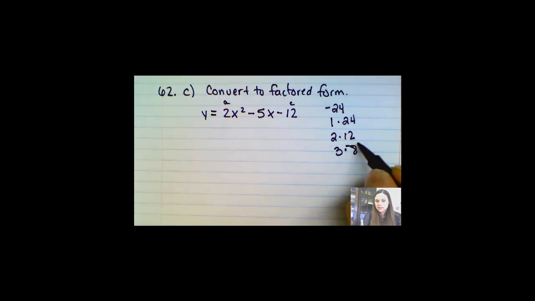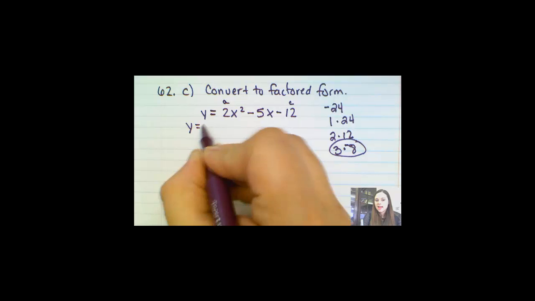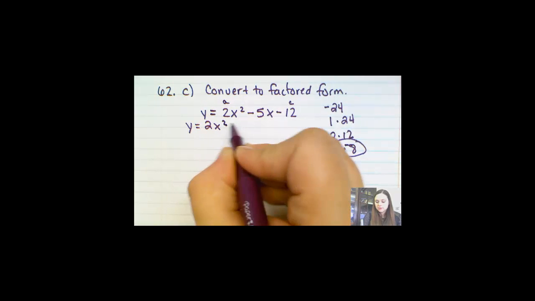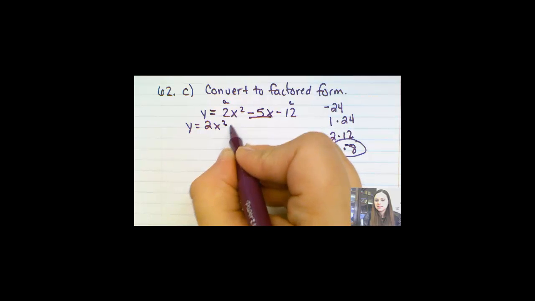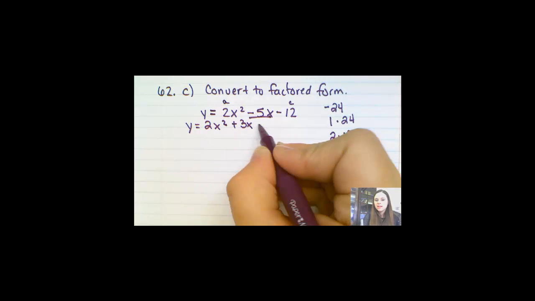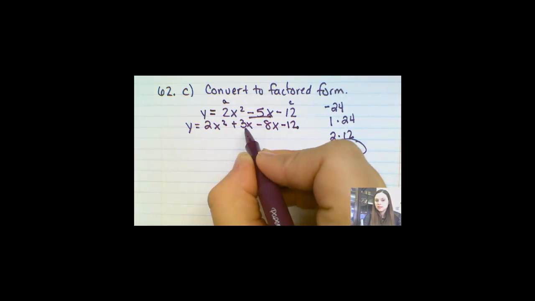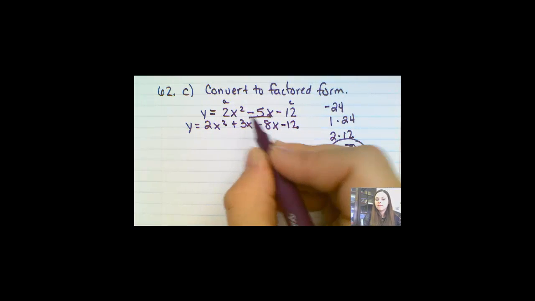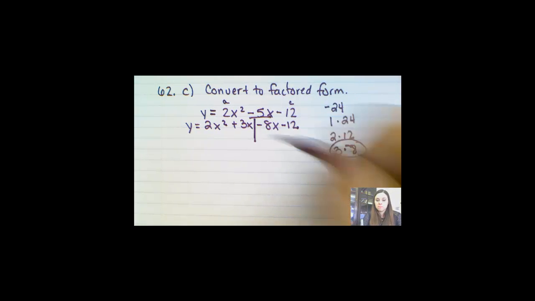Okay? So I'm going to take these two factors, and in my equation, I'm going to separate negative 5x, and rewrite it as plus 3x minus 8x minus 12. So 3x minus 8x is the same thing as 5x. Now I'm going to group it, and sometimes it's helpful to put a little vertical line there so you can see the separation. And looking at my first two terms, I want to factor out as much as I can.